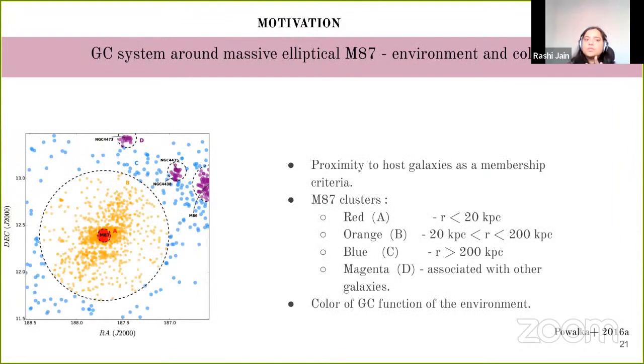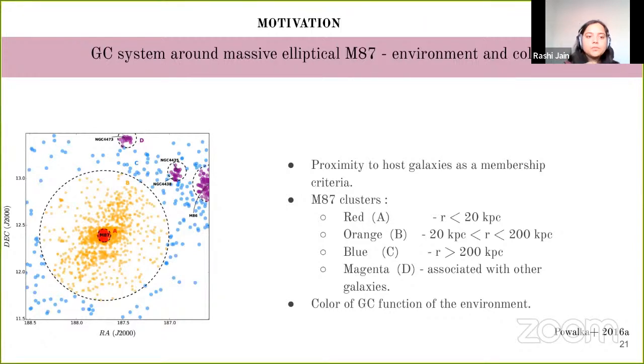So the motivation for this study came from another previous study, which was based on globular clusters around M87. M87 is a massive elliptical galaxy, and it sits at the center of Virgo galaxy cluster. You might remember it from the galaxy that hosts the black hole, the image of which we saw a couple of years ago. So M87 is a massive elliptical galaxy, and it's known to have around 13,500 clusters at least.